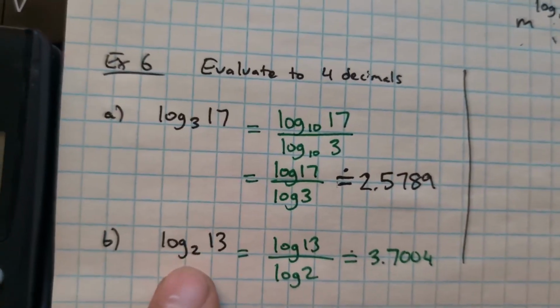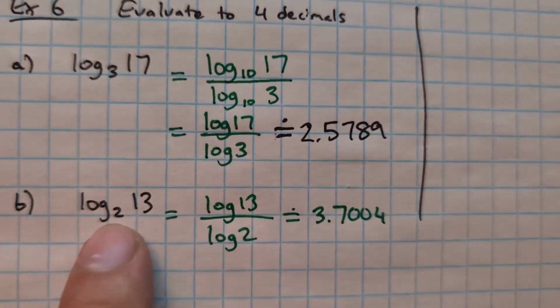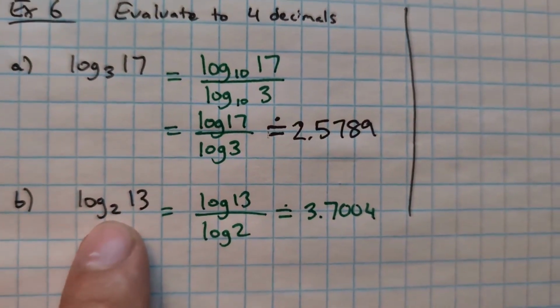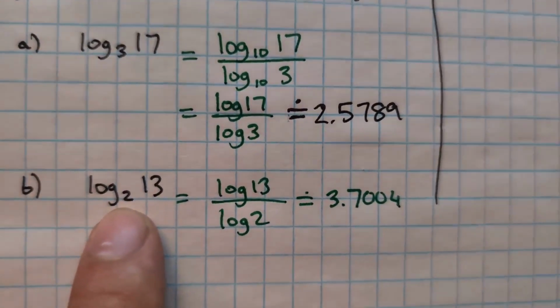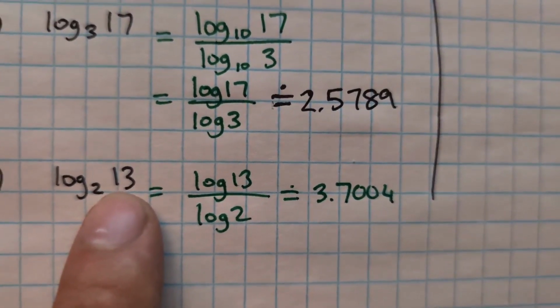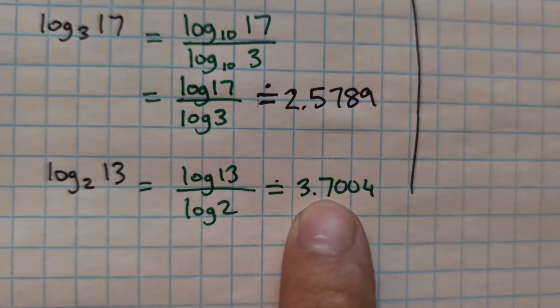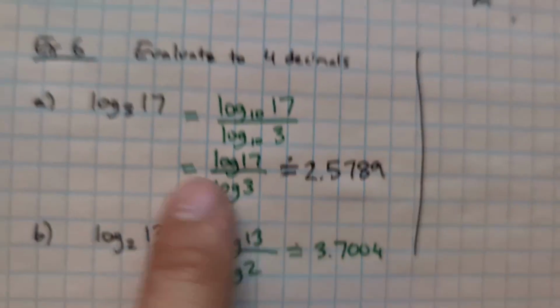One thing I'll point out, this was asking how many times do we have to multiply 2 to get to 13, or 2 to the what exponent gives you 13? If you think about it, 2 squared is 4, and 2 cubed is 8, and 2 to the power of 4 is 16. So this is between 8 and 16, so it is between an exponent of 3 or an exponent of 4.